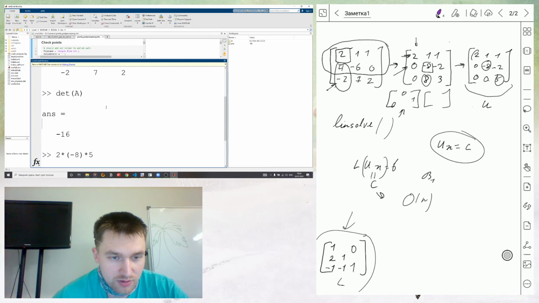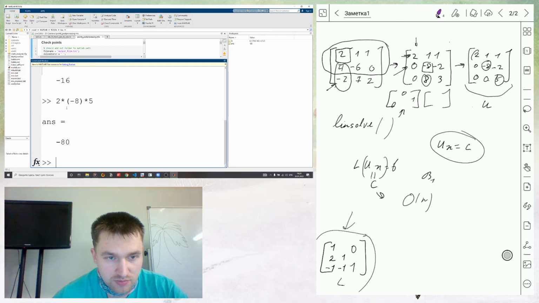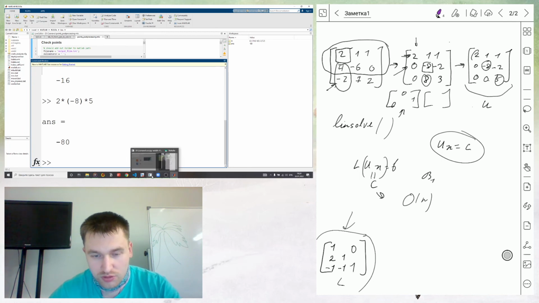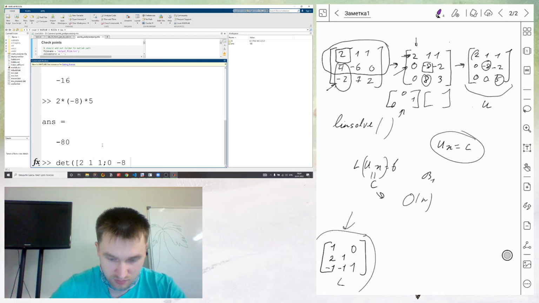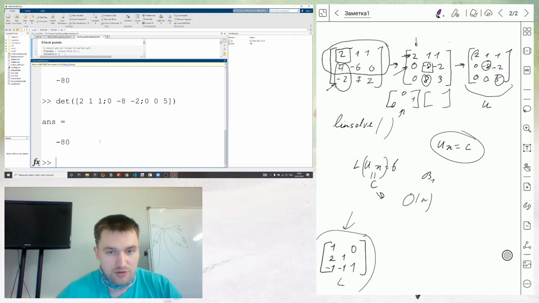Oh, it's better. Okay. So the determinant will be minus 16. No, I think he's talking about a triangular matrix. You're trying to calculate the determinant of some other matrix. Why? We didn't change our matrix. Okay, let's check. Okay. So it's correct.